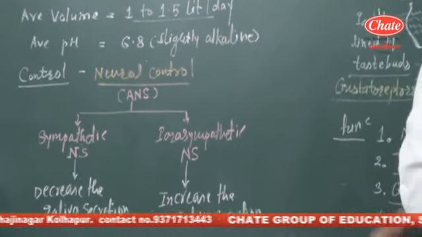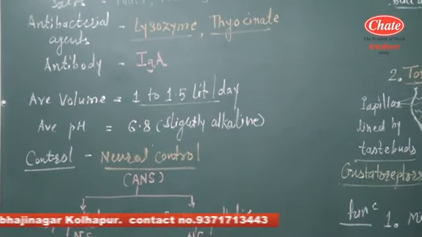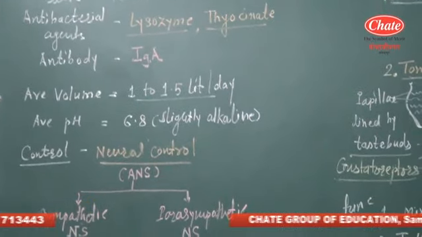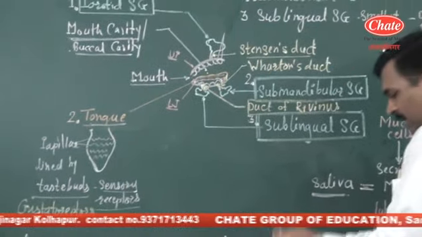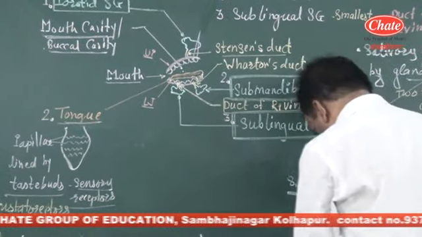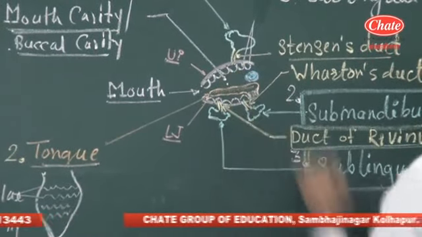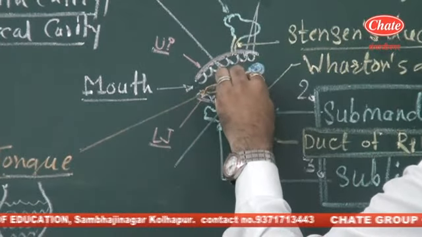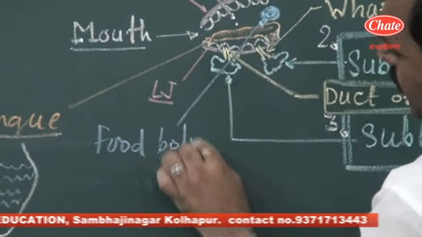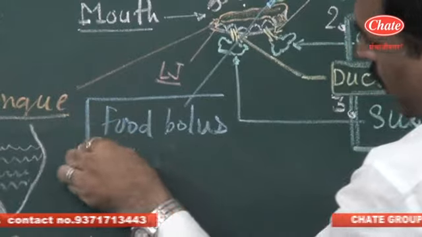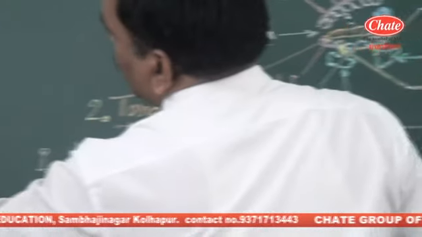So the sympathetic nervous system decreases the saliva secretion. So this is about the different points associated with the saliva which is secreted from the salivary gland. Now this saliva is mixed with the food by the action of tongue, and the resulting structure obtained in the mouth cavity, which is ready for the swallowing process or deglutition process, is termed as food bolus. So formation of food bolus is the result in the mouth cavity.